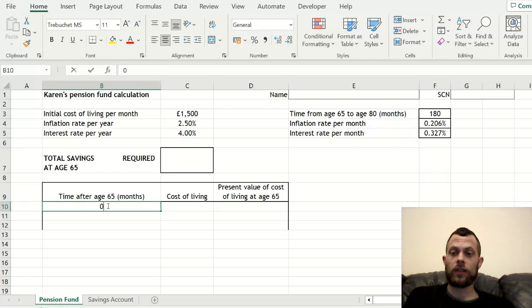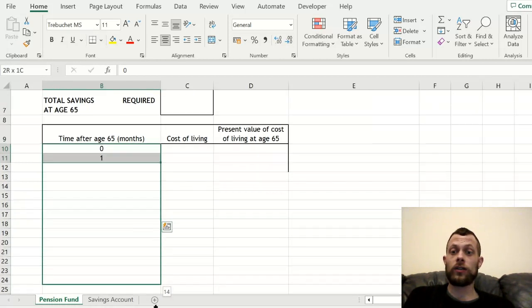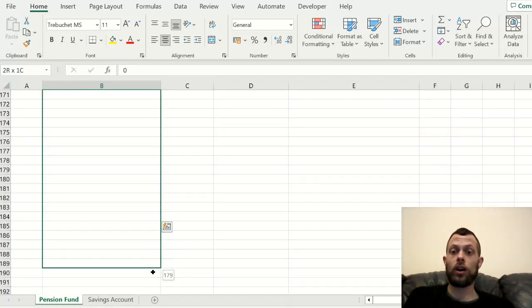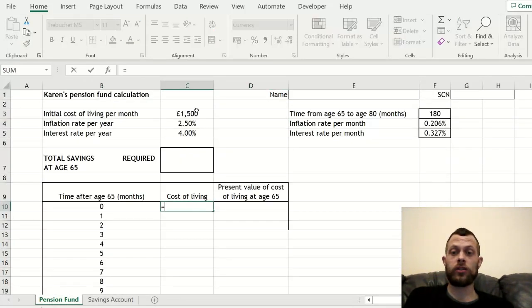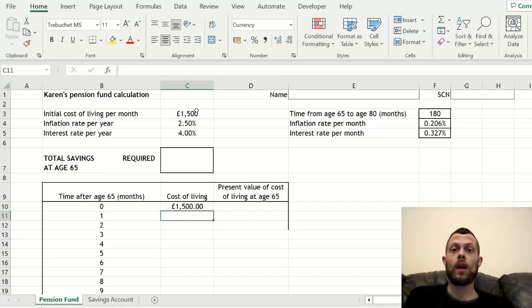Now, I always like to start with the months first. So we're going to go down from 0 months down to 180 months. And one thing to note here is that this is actually 181 separate payments if you count month 0 as well. The cost of living is £1,500, and this will increase each month by the monthly inflation rate.